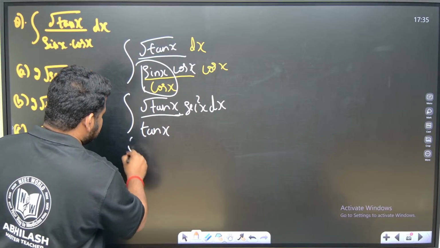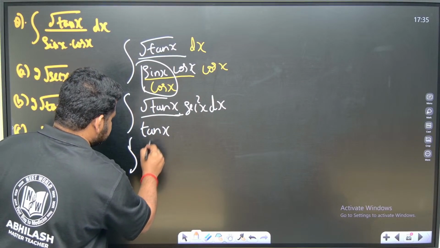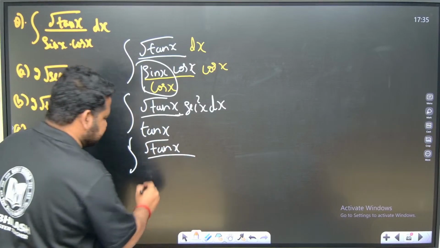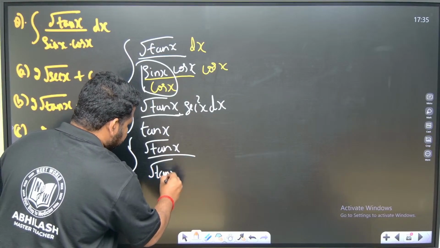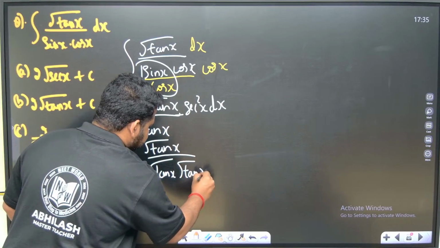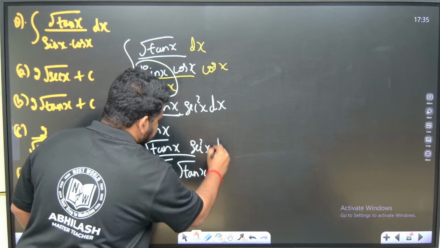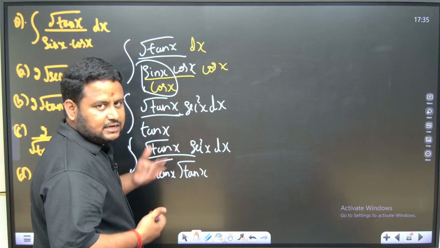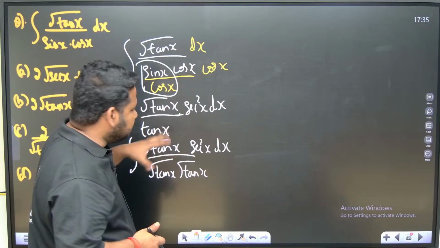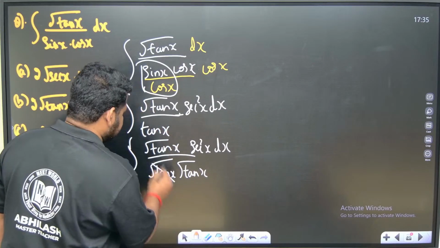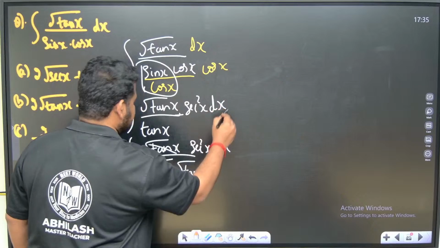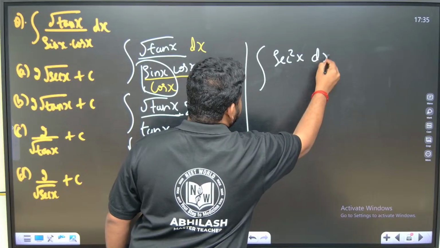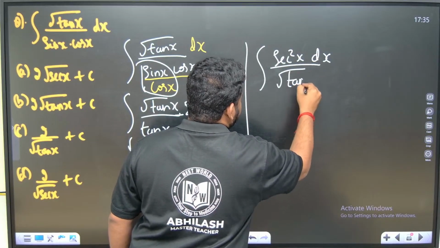Root tan x divided by tan x, I can write it as root tan x divided by root tan x into root tan x, into secant square x dx. I am writing these many steps for your understanding. Especially in JEE Mains, you can skip all these steps and, as much as possible, just write the most important steps to get the answer. So this will get cancelled, and ultimately I will have the integral of secant square x dx by square root of tan x.